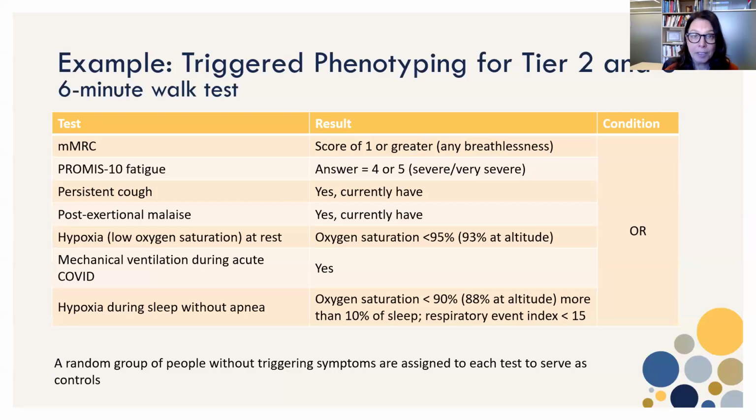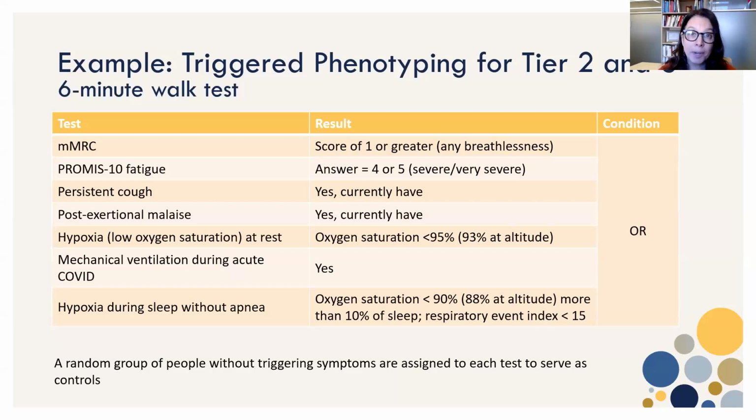For people who have certain symptoms, and also a random sampling of people, we assign additional testing. We call those Tier 2 and Tier 3 tests, and those are more complicated sorts of tests. So here's an example of how we assign, for example, the 6-minute walk test. People who have a modified Medical Research Council score of 1, in other words, shortness of breath, people who tell us that they're very fatigued, people who have cough, people who have post-exertional malaise, people who have low oxygen in their blood, and so on. These are all people who, if they report those things, are offered the opportunity to take a 6-minute walk test.